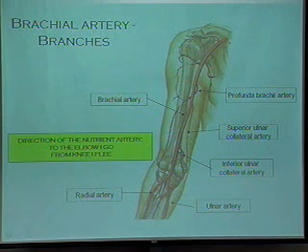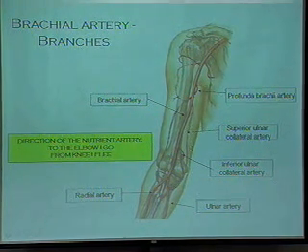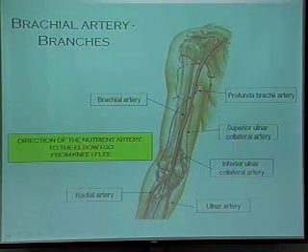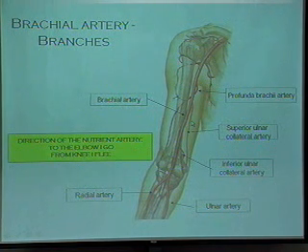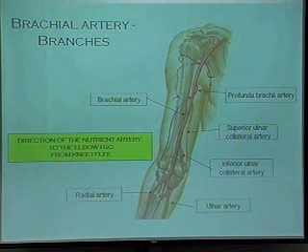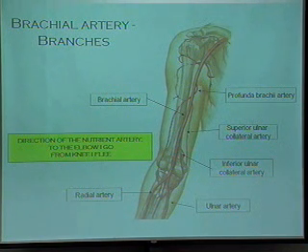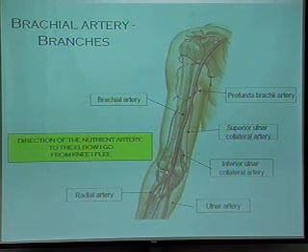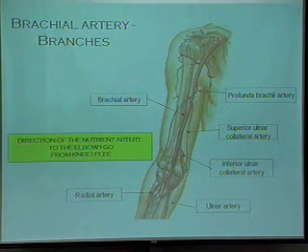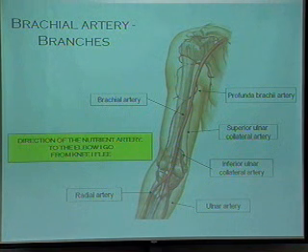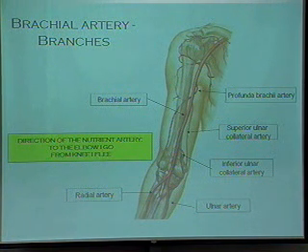Then we have a superior ulnar collateral artery, inferior ulnar collateral artery. Superior ulnar collateral. What does this mean? It is going to run with ulnar nerve. Ulnar collateral. Okay, it goes with ulnar nerve. That's why it's called ulnar collateral. So there are two arteries which run with ulnar nerve. The one above is superior ulnar collateral. The one below is inferior ulnar collateral. Okay, so if you want to look for this artery, go with ulnar nerve.